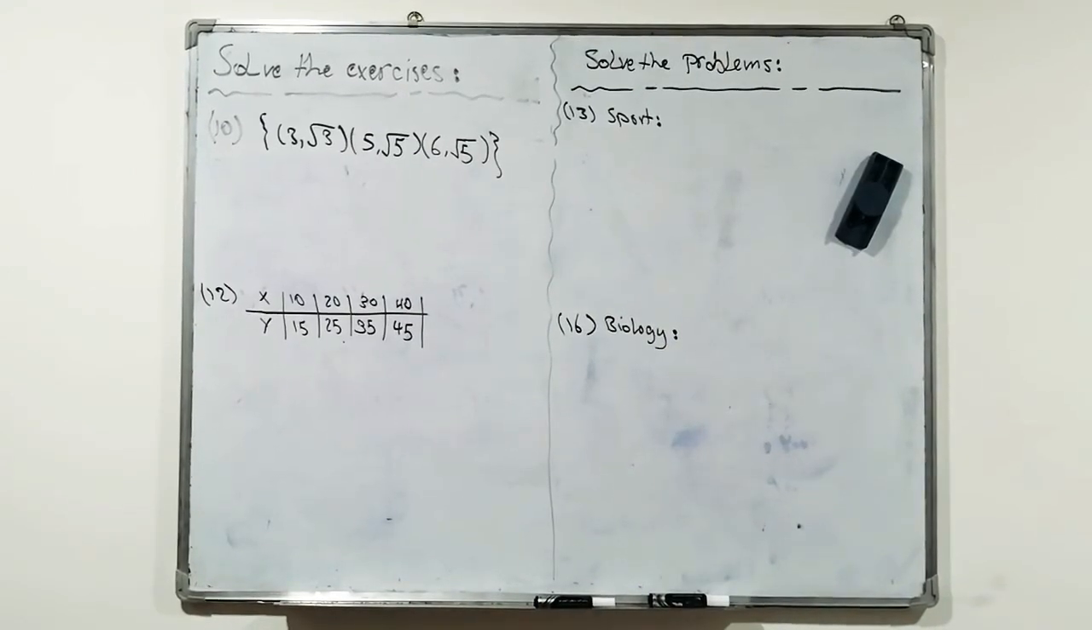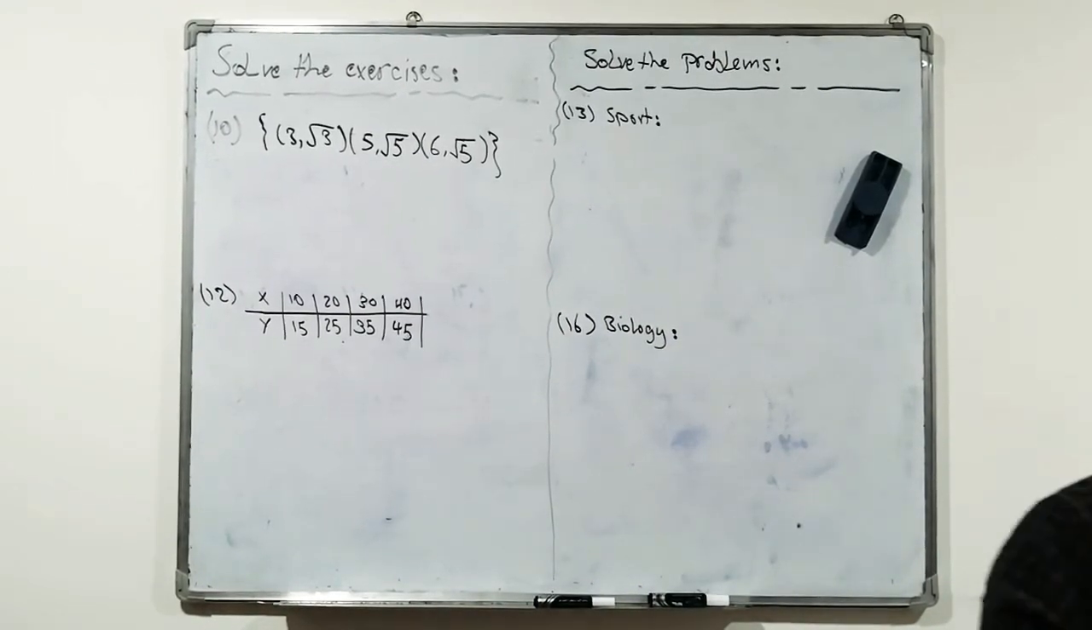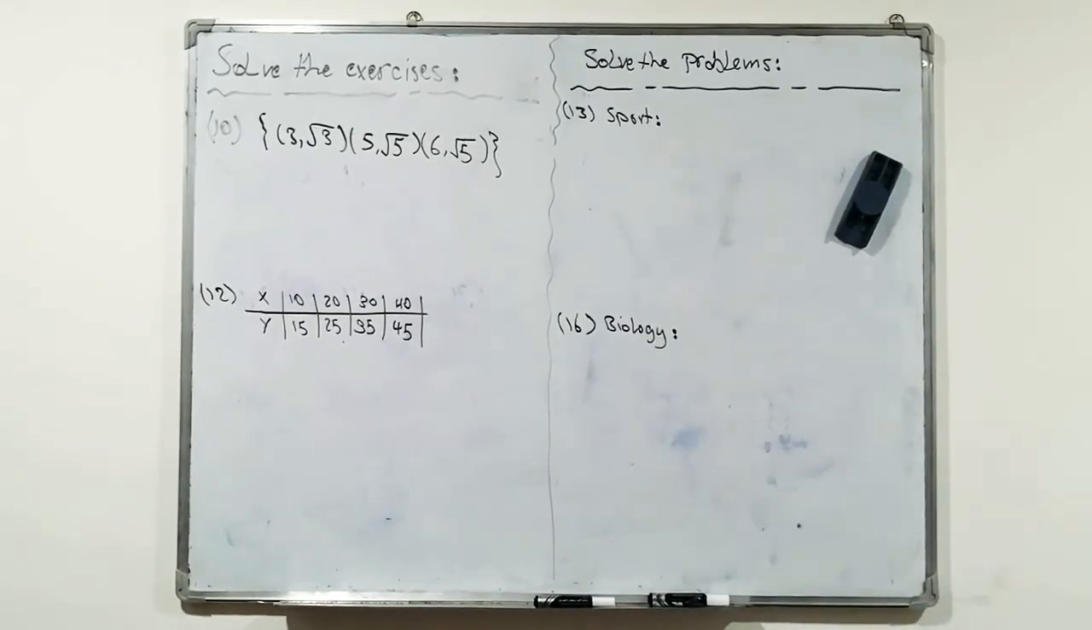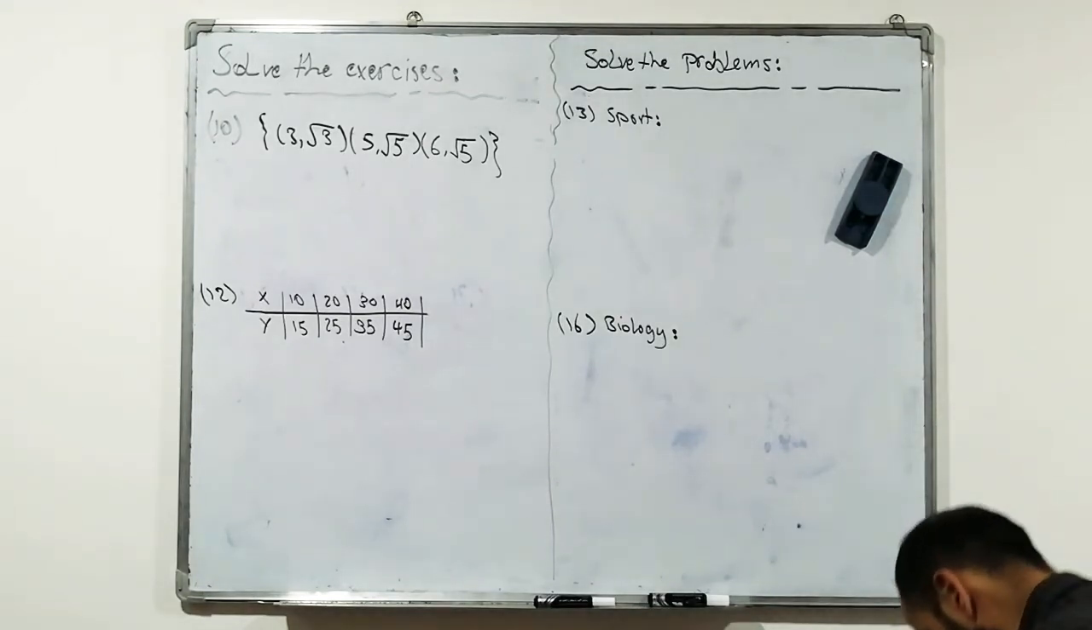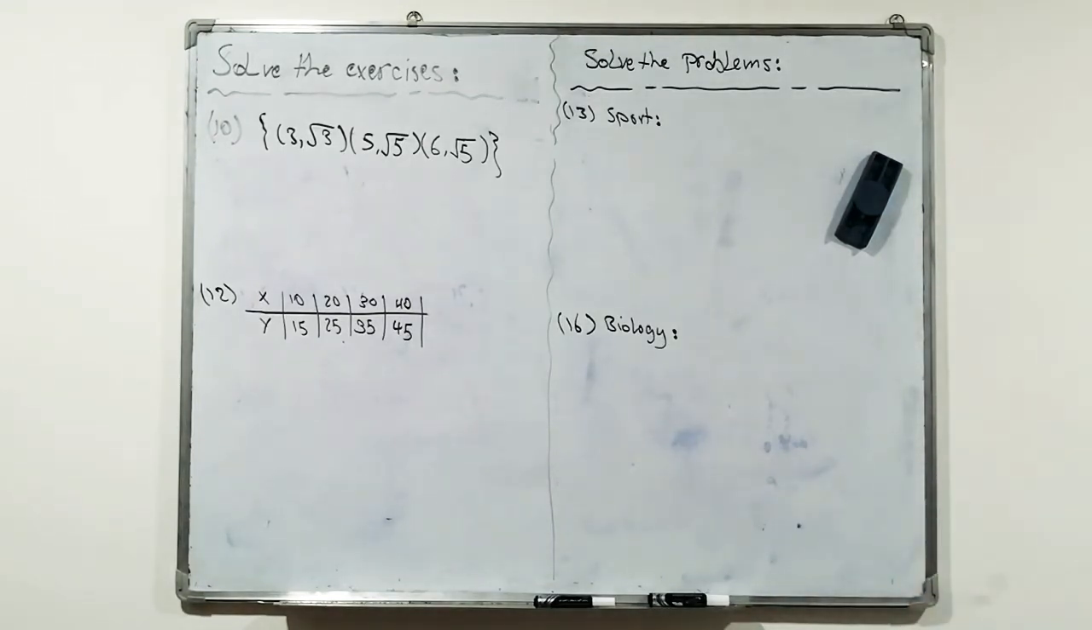Now in question number 10 of solve the exercise, if the set of inputs are 3, 5, 6, 7, and the set of outputs are square root of 3, square root of 5, square root of 7, square root of 6, determine whether the following relation is a function or not, and state the reason. I will solve question number 10; question number 11 will be solved the same way, and it will be homework for you.